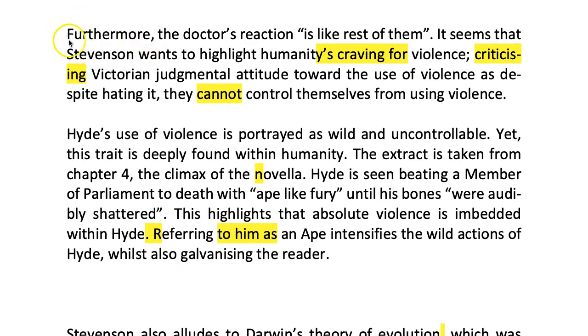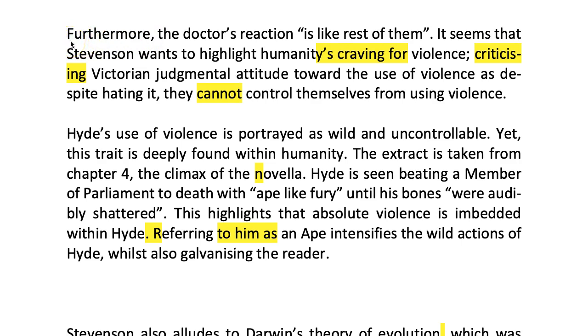Furthermore, there's another connective here which shows this is now a detailed point that builds on what went before. The Doctor's reaction is like the rest of them, lovely embedded quotation. It seems that Stevenson wants to highlight humanity's craving for violence, criticising Victorian judgmental attitudes towards the use of violence, as despite hating it, they cannot control themselves from using violence.